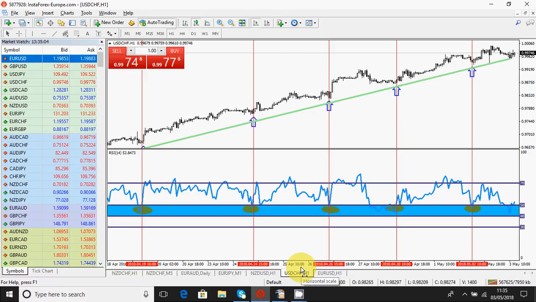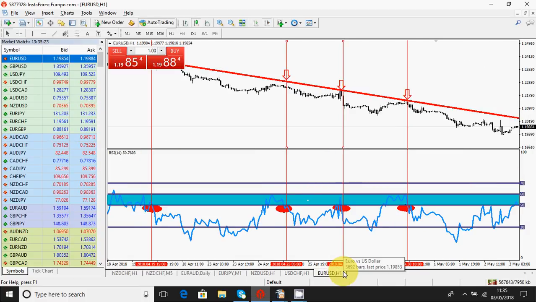So I have made 2 templates for this strategy. There's one template for the uptrend, because our RSI levels will be 30, 40, 50, and 70. And we have the second template for the downtrend, because RSI this time will be 30, 50, 60, and 70.